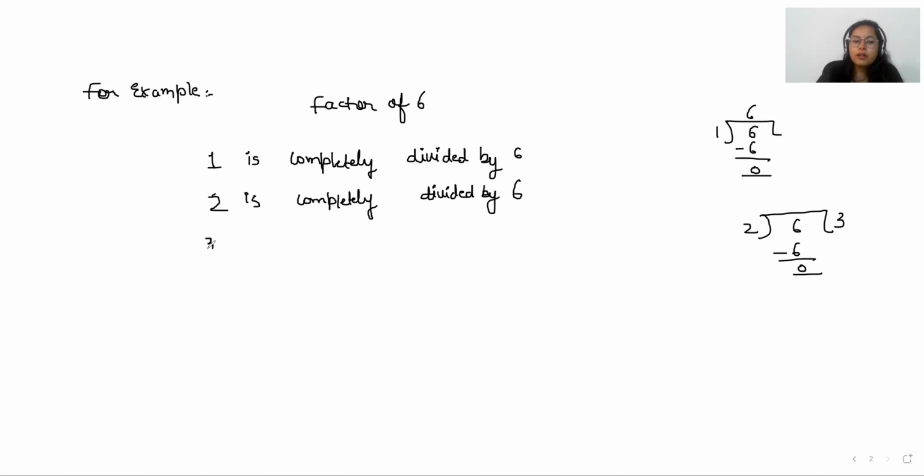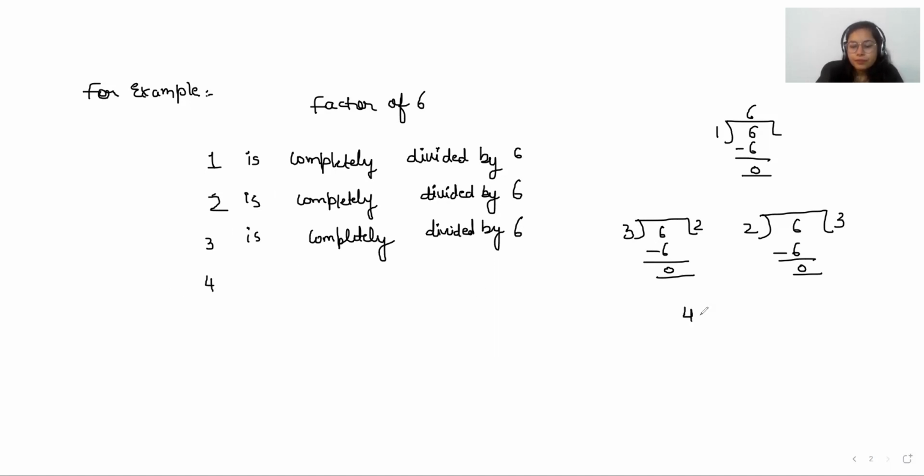Now what's the next number? 3. 3 also divides 6 completely, and gives you a remainder 0. Now comes 4. No, 6 is not completely divisible by 4. So it's not a factor of 6.